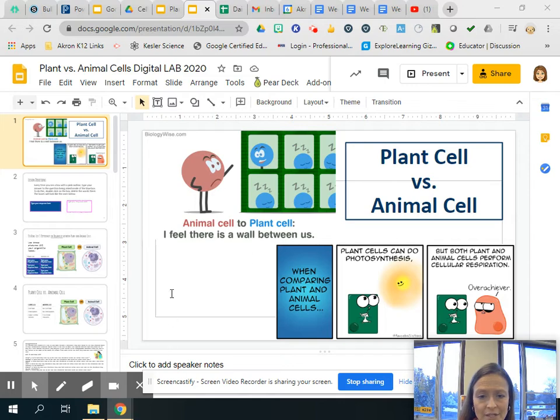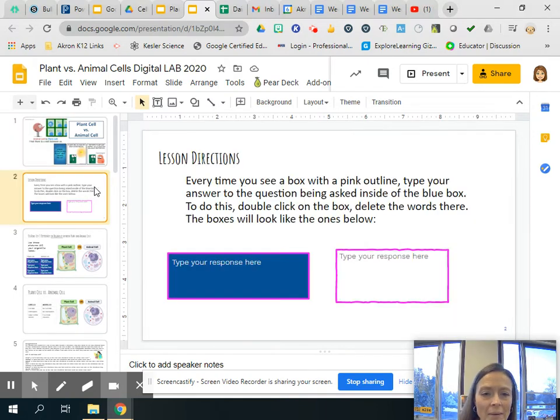Animal cell to the plant cell: I feel there's a wall between us. Hopefully you find that funny because plant cells have walls. And then down here it says when comparing plant and animal cells, plant cells can do photosynthesis. Both plant and animal cells perform cellular respiration. And the animal cells, calling him an overachiever because he can do both. It's funny, trust me. Okay, moving on.